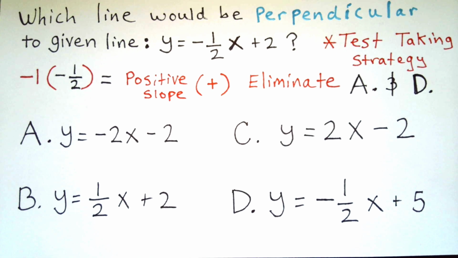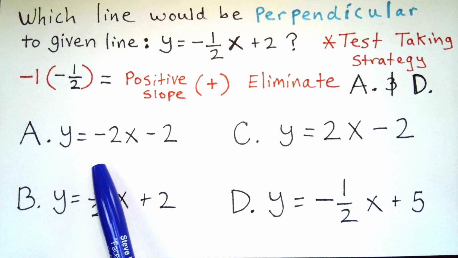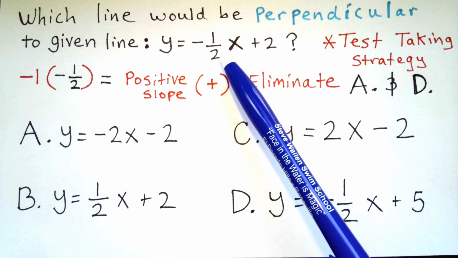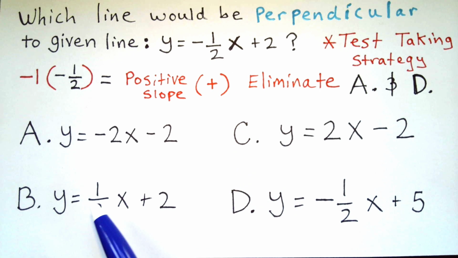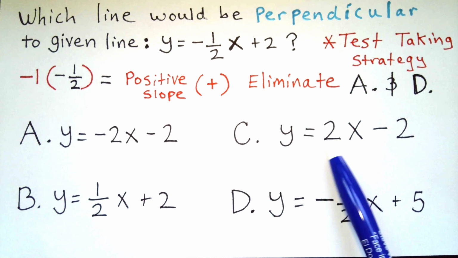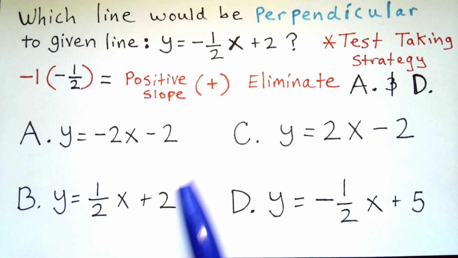As you can see here, both A with a negative 2 and D with a negative 1/2 have a negative slope. And we know that the negative reciprocal of 1/2 is a positive 2. So your only options are B and C. And since we know through going through all the steps in the last couple of videos that a negative reciprocal slope is a positive 2, the answer is C.